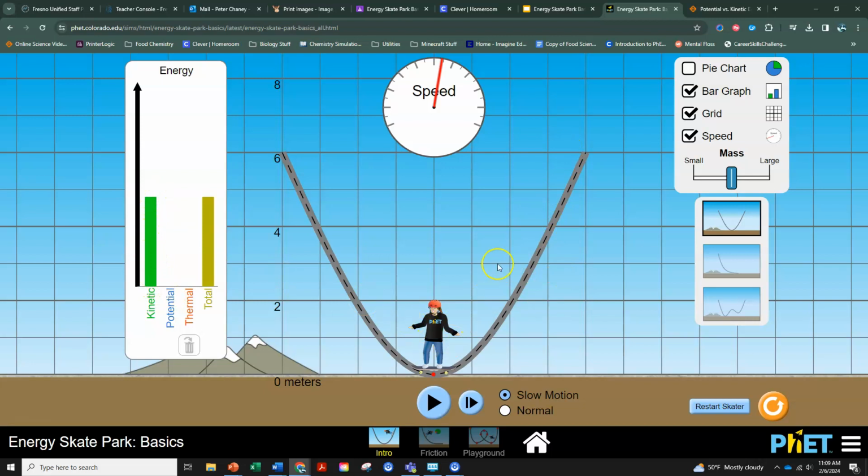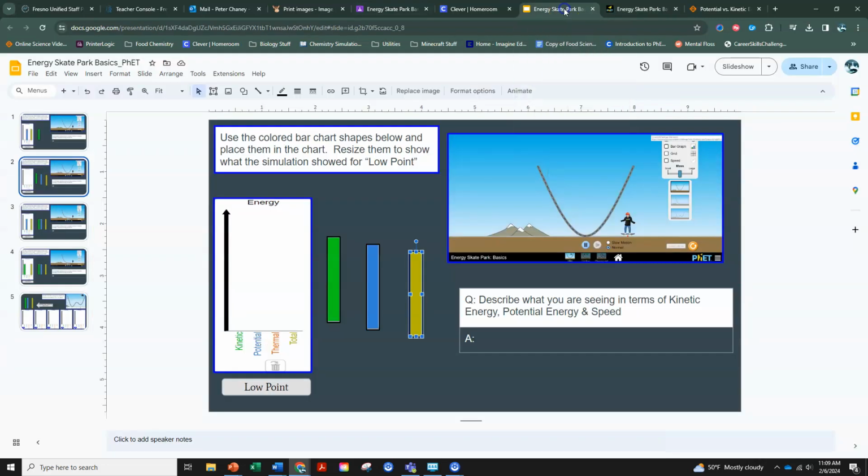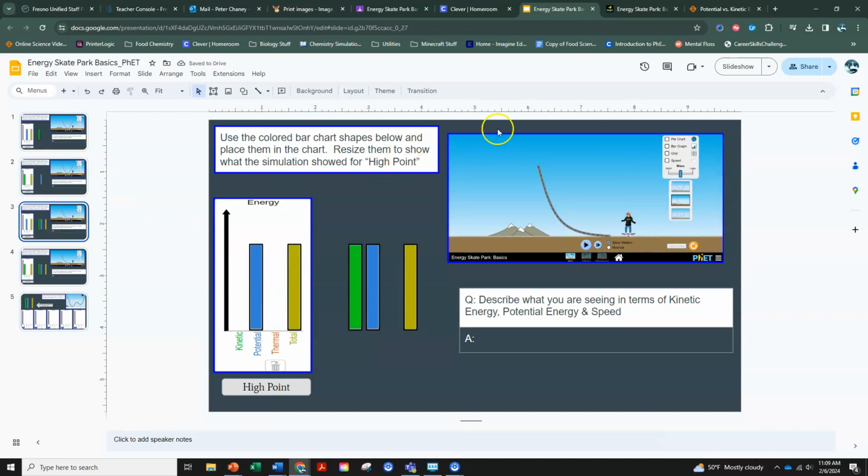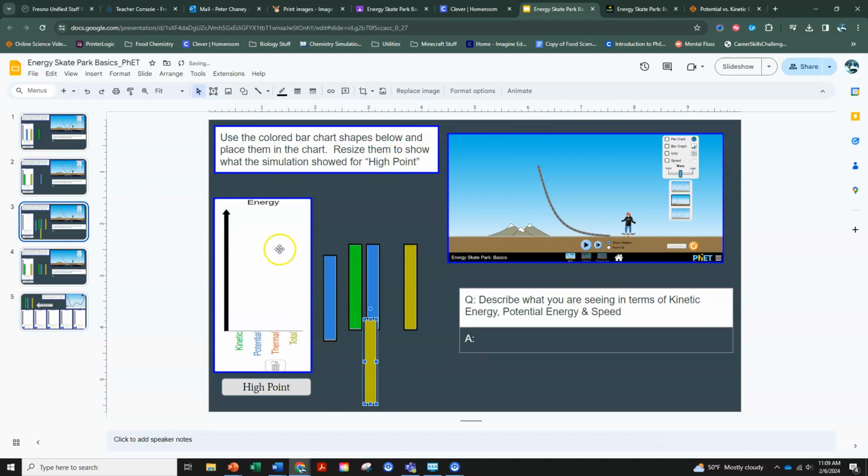So right now we know that at the low point we are at kinetic, so the speed is much higher because that's going to be gravity pulling us down. And so kinetic is 100%, potential is 0, and since there's only kinetic, kinetic and total are the same. So now it's your job to go to slides 3 and 4 and do the same thing for the L-shaped tracks.